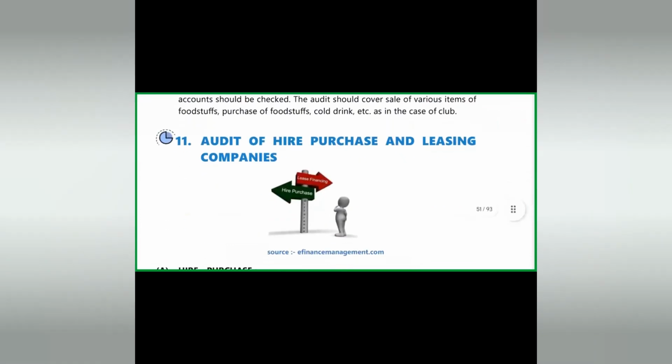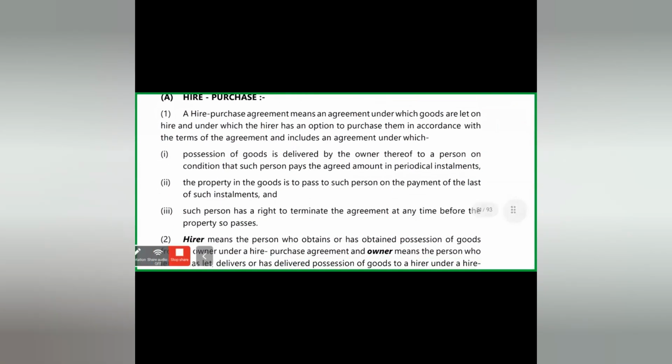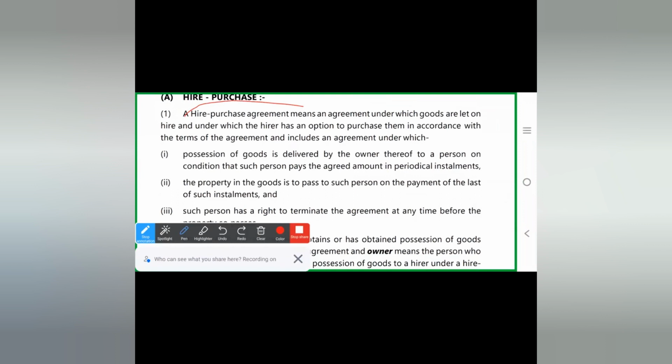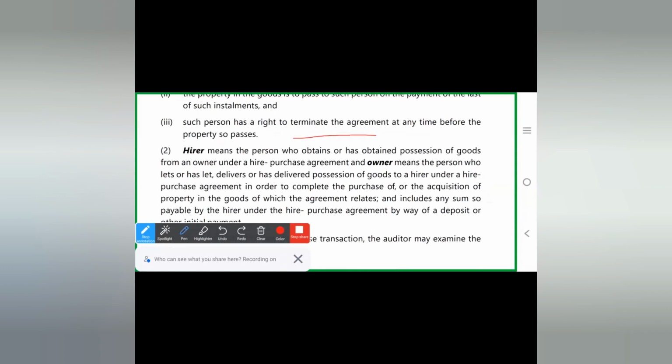Next, we see hire purchase and leasing companies. In case of hire purchase, it is very important to check the hire purchase agreement, meaning the agreement under which the goods are let on hire, possession of the goods is delivered by the owner, along with periodical installments. Property in the goods is to pass to such person only at the payment of the last installment. That has to be checked. Such person has the right to terminate the agreement at any time before the property passes.